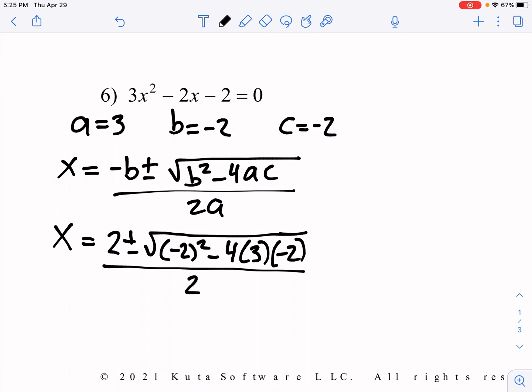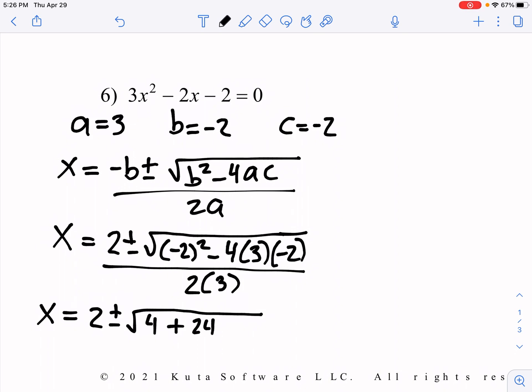All over 2 times a, which is 3. Okay, so now we're going to simplify the square root as much as we can. So we get x equals 2 plus or minus the square root of negative 2 squared. Negative 2 times negative 2 is 4. And then again, multiply that negative through. So negative 4 times 3 is a negative 12. Negative 12 times a negative 2, a negative and negative make a positive. And then we have 12 times 2, which gives us 24. Okay, then at the bottom there we would have 2 times 3, which gives us 6.